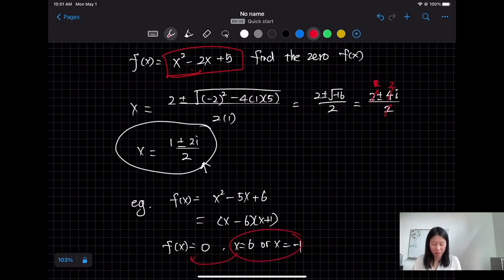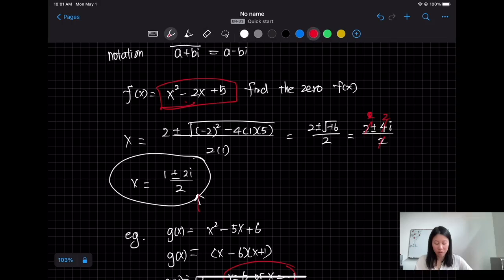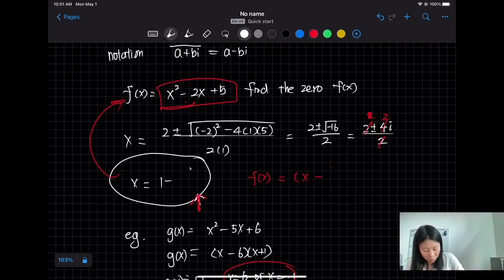That's the zero of the f function. Let's use g of x. So I can say that this is a g of x function. So 6 and negative 1 are the roots of the g of x function. And now I have the roots or zeros of the f(x) function. So that means our f(x) function, I can factor into x minus... oh, the 2 is already gone, sorry. So the answer should be, I wrote the answer wrong, 1 plus or minus 2i.